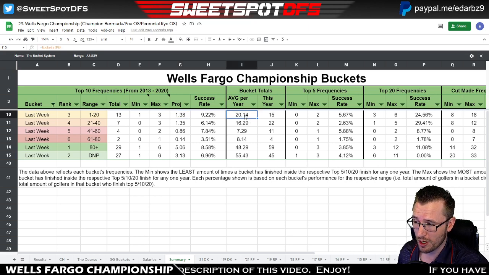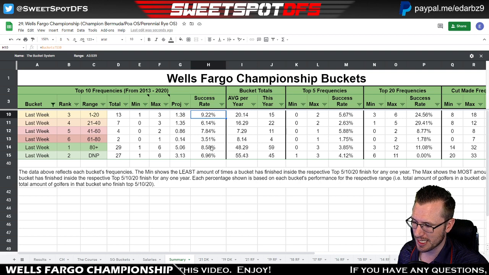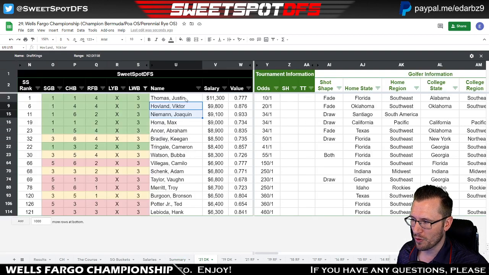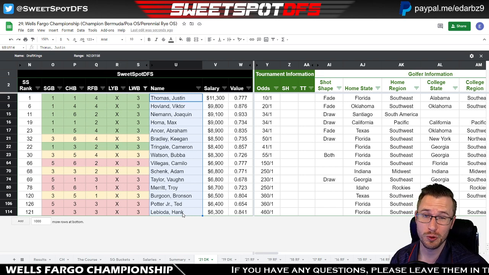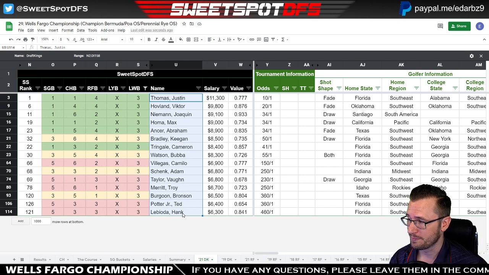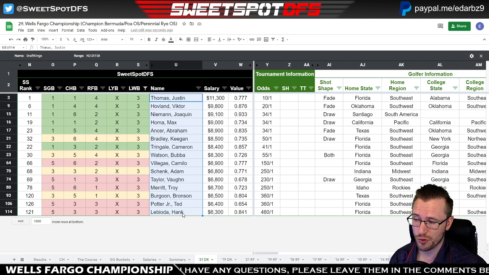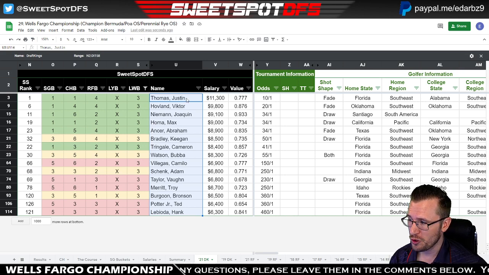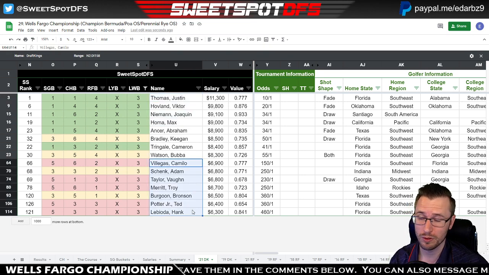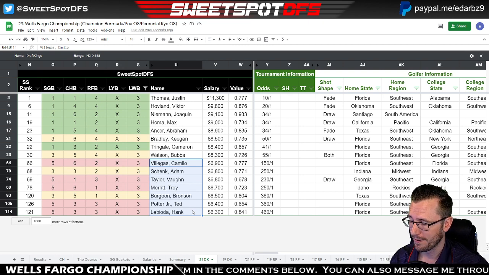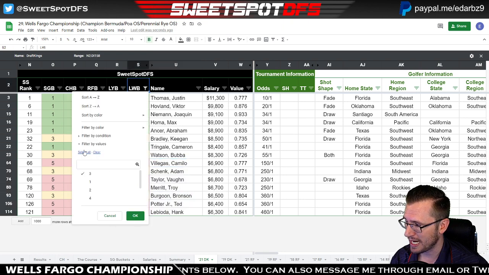Usually we see 20 golfers in this bucket. We only see 15 this year. 9.22% success rate. I don't see more than 2 guys out of this bucket finishing inside the top 10. So you're just going to have to choose which ones those are. I think a max of 3. So if you are going heavy on any of these guys, 9K and above, I would just avoid playing any of these guys 6K and below, or below 7K. So yeah, that's how I look at that.